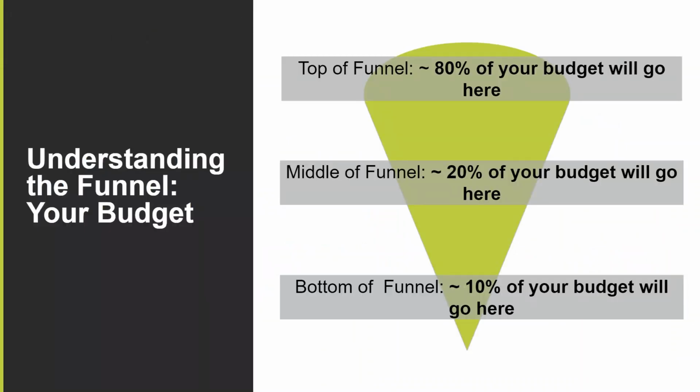So here we go. Top of the funnel, 80% of your budget will go here. This is just to expand the awareness. 20% of the budget will go to the middle of the funnel, and 10% of the budget will go to the bottom of the funnel. So different ads, different campaigns for these different stages of the funnel.